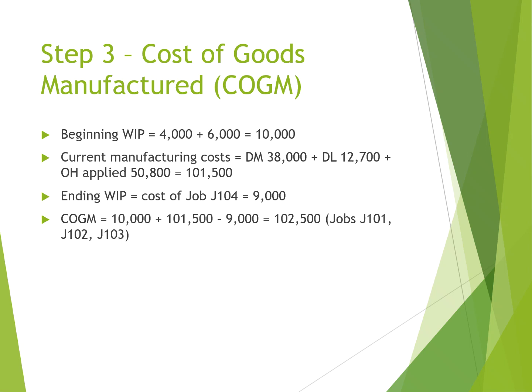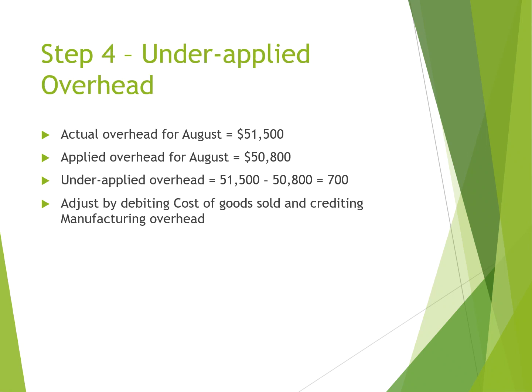This amount represents the total cost of the jobs that were completed this month. Jobs J101, J102, and J103. Next, we have to deal with the fact that actual overhead is not equal to the overhead we applied.